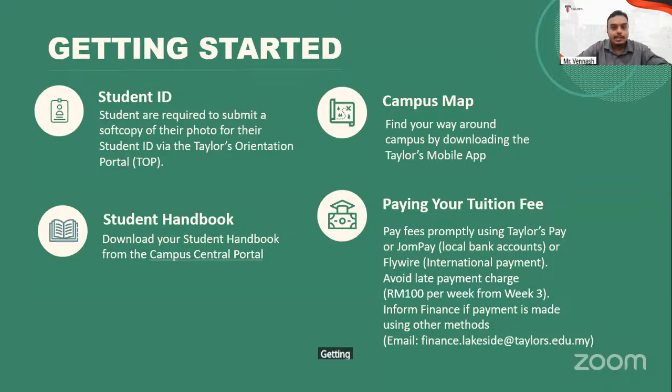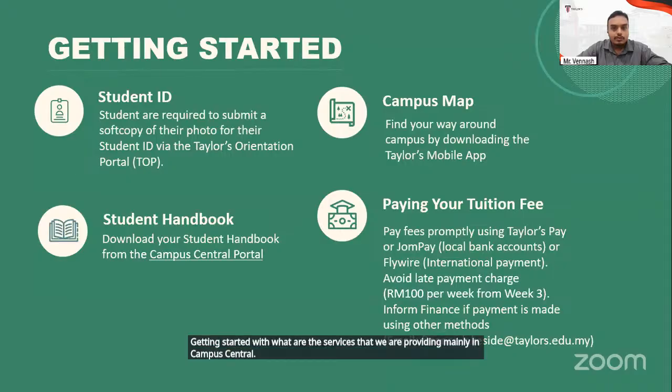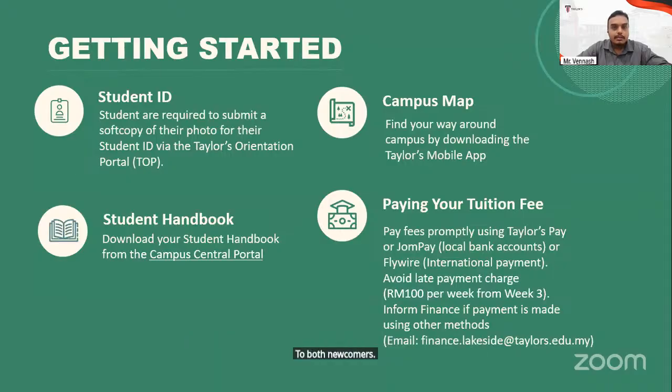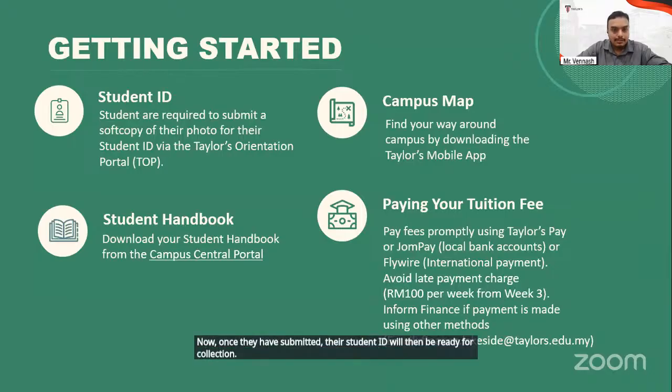Getting started with the services that we are providing mainly in Campus Central. So for newcomers, the main thing that they will be looking for is their student ID. Just a reminder that they need to submit their soft copy of their photo for their student ID through the Taylor's orientation portal. Once they have submitted, their student ID will then be ready for collection at the Campus Central counter during operating hours.